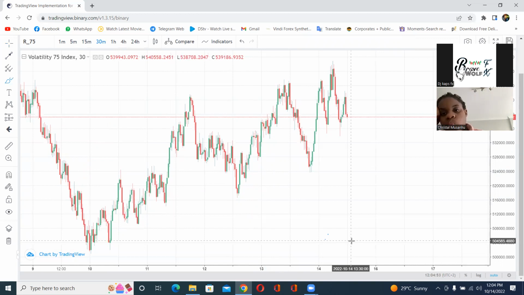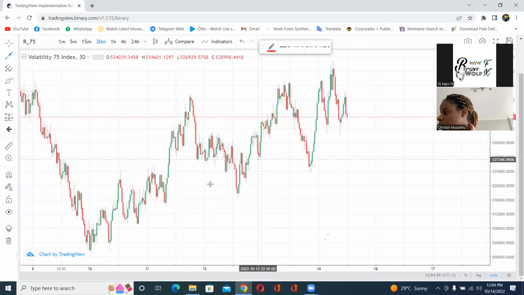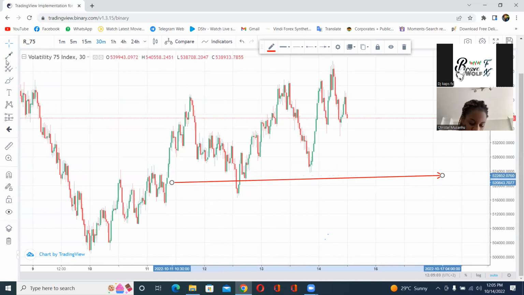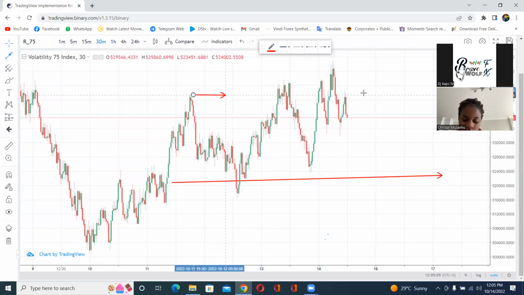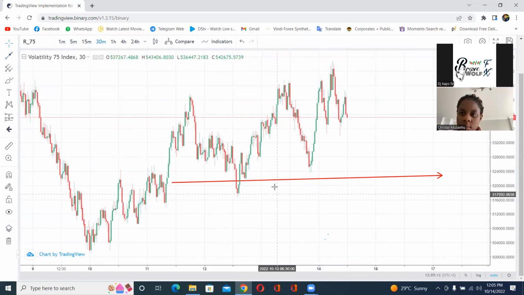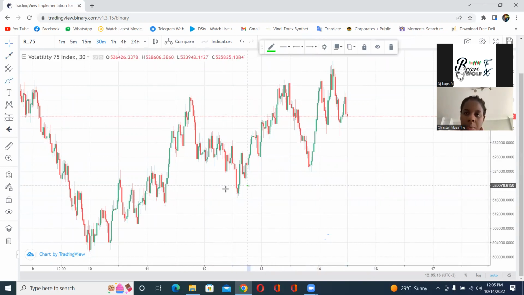resistance. You can find the support and the resistance everywhere you want. Even here, you can find your support and resistance like this. You can find your support and resistance here. You can find your support and resistance with bubbles. Okay. You can find support and resistance here. You can see.